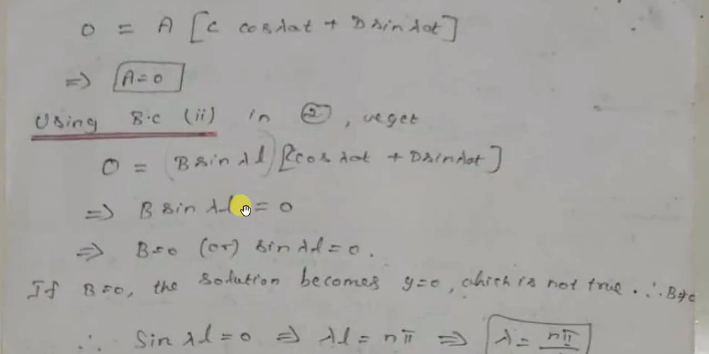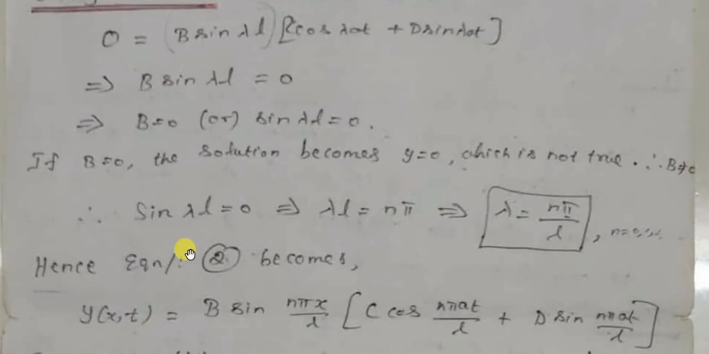And now we cannot equate b to 0 because already a is 0. If we equate b to 0, the entire solution will become 0, which is meaningless. So therefore we can equate only sin lambda L to 0. If b is 0, solution becomes y equal to 0, which is not true. So therefore equating sin lambda L equal to 0, lambda L is equal to sin inverse of 0.